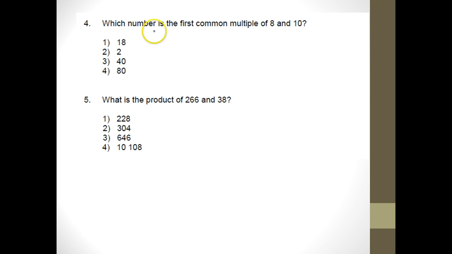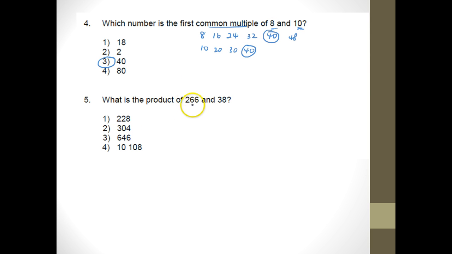Question 4. Which number is the first common multiple of 8 and 10? So common multiple of 8 and 10. We write down the 8 times table: 8, 16, 24, 32, and 40, 48. Let's look at 10. 10, 20, 30, 40. So we know that 40 is the first common multiple.